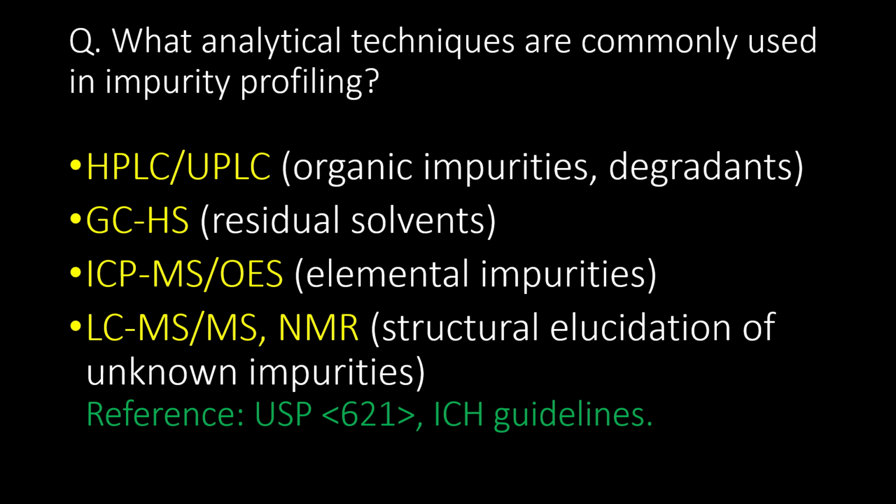What analytical techniques are commonly used in impurity profiling? HPLC or UPLC for organic impurities or degradants, GC-HS for residual solvents, ICP-MS or OES for elemental impurities, LC-MS or MS, and NMR for structural elucidation of unknown impurities are commonly used. Reference USP chapter 621 and ICH guidelines.